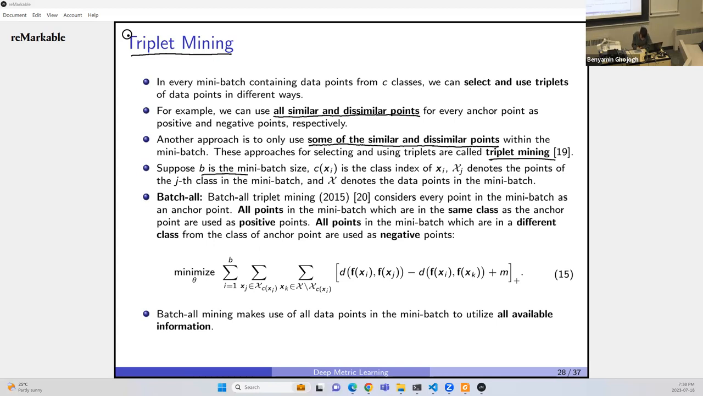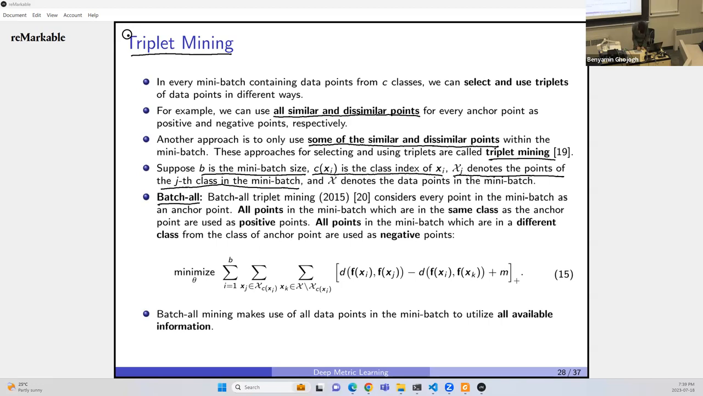Okay, let's see. Suppose B is the mini batch size and C of XI is the class index of XI, which class label it is. And XJ denotes the points of the jth class in the mini batch. So here I'm talking about how to choose the triplets and pairs in every mini batch. We have two ways to do triplet mining, online or offline. In offline, we choose the triplets before starting to train. But in online triplet mining, while training, whenever a mini batch comes, I choose the triplets and pairs, and I feed them to the network for backpropagation, right? So that's called online triplet mining. Here I'm talking about online triplet mining.